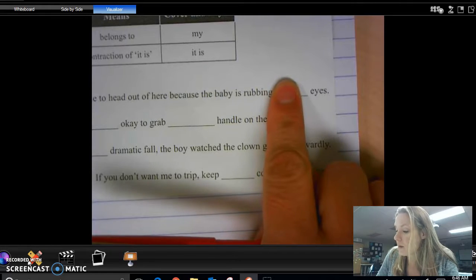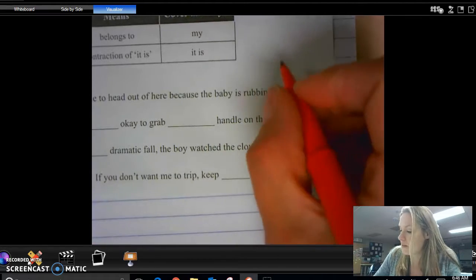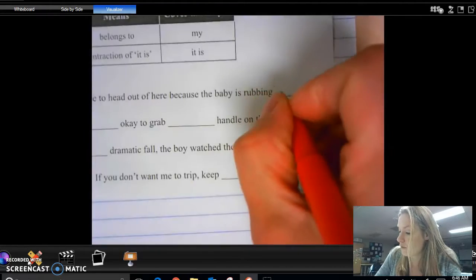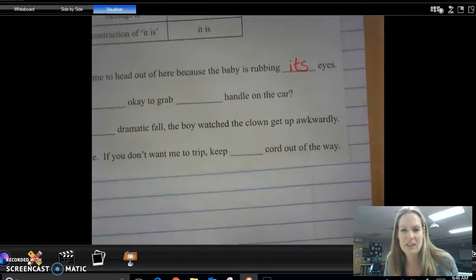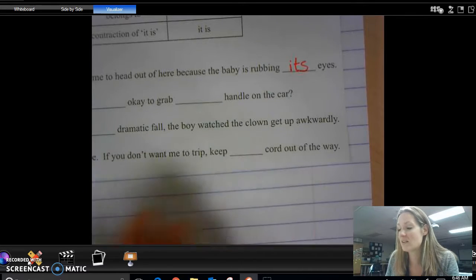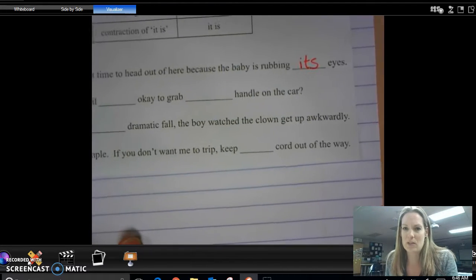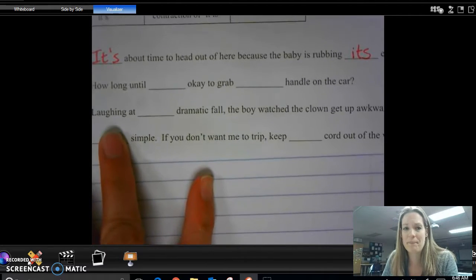So the baby is rubbing my eyes, or the baby is rubbing it is eyes. Right, the baby is rubbing my eyes, therefore I-T-S. Now, technically that's not correct. You would say his or her, but for the sake of argument and the sake of practice, that is why we use this right here. So let's go ahead and go on to the next one.